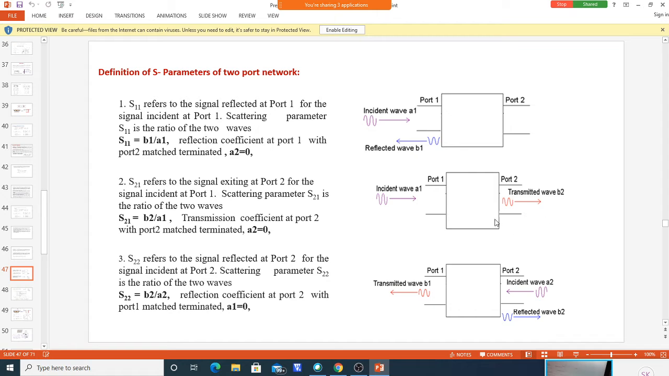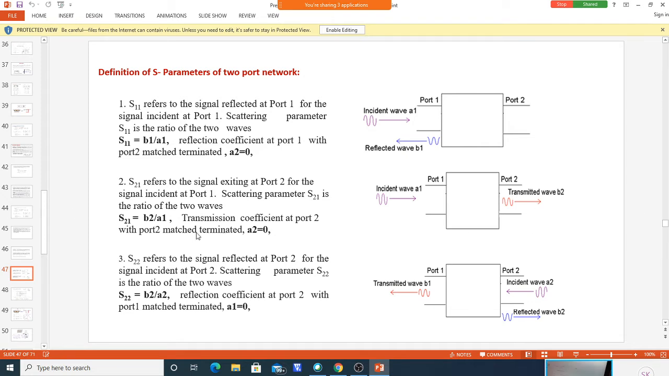So we can call it a transmission through the network. B2 is the transmitted wave through the network. So S21 means the signal is incident at port 1, and the output is at port 2. So it is a transmission.